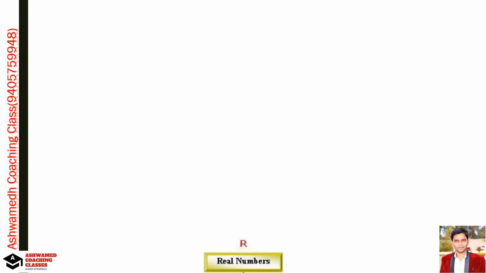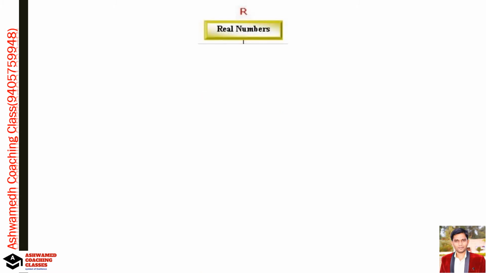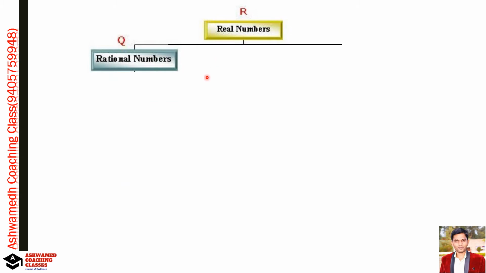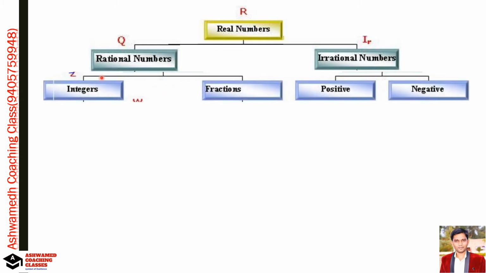First is the real number set. What is the real number set? It contains all the sets, rational and irrational. So a rational number set is there, and an irrational number set is also there. In the rational number set there are two types of sets, integers and fraction. A rational number is of the form P upon Q.